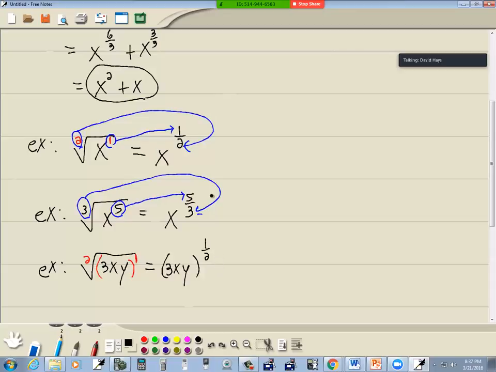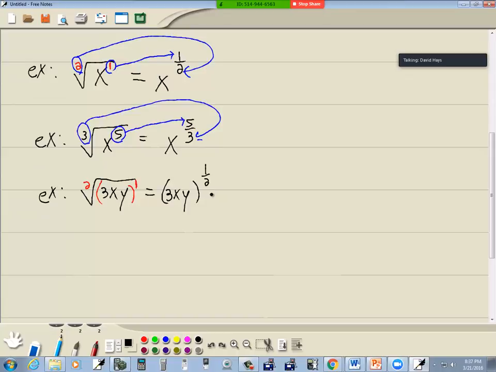Now let's look at going the other direction. If we had x to the 2/3, for example, well, this would be the cube root of x squared. Going in the other direction, whatever number is in your denominator goes in the slot, that's your index. And whatever number's up on top is your power, and it can go right there. So that's going back and forth between the forms.